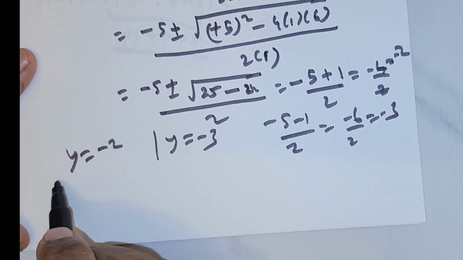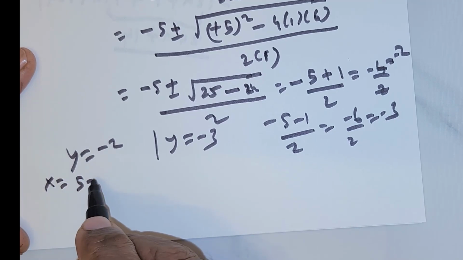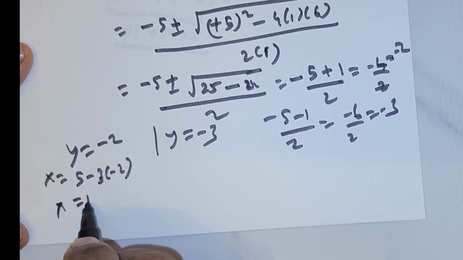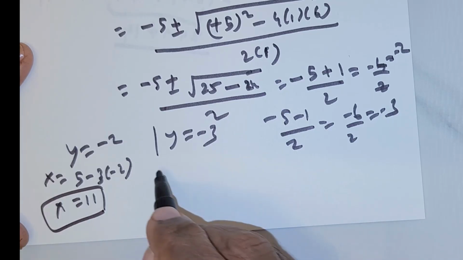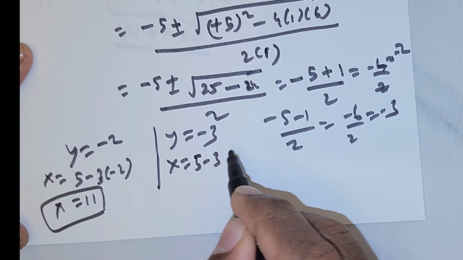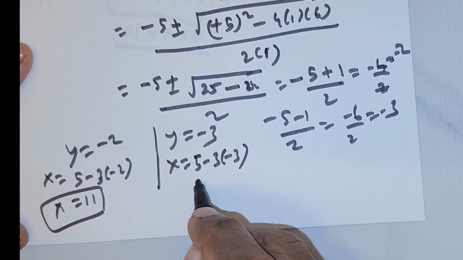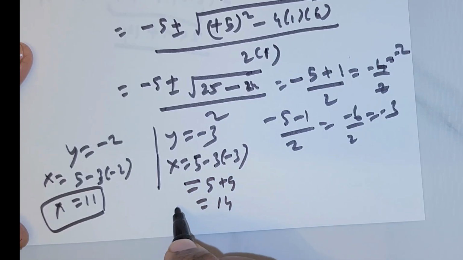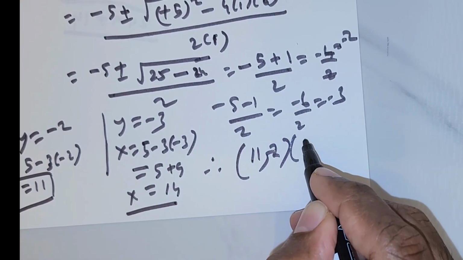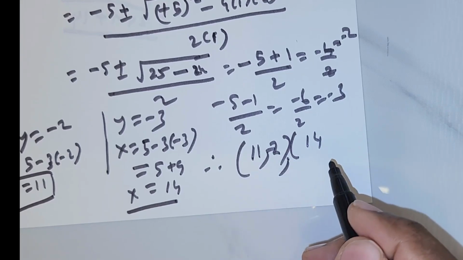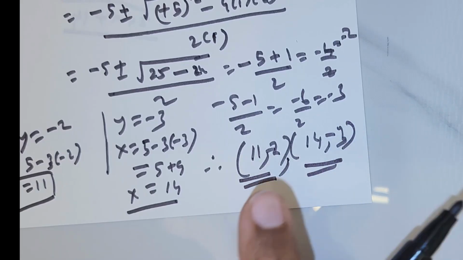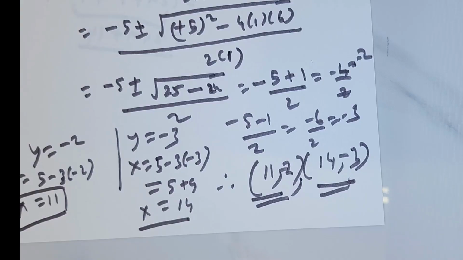So if y = -2, you substitute it in 5 - 3(-2). This is going to give me x = 11. And also substitute y = -3 in 5 - 3(-3). This is going to be equal to 5 + 9, which is equal to 14. So therefore the coordinates are: when x is 11, y is -2; when x is 14, y is -3. Okay, so this is the solution for the question.